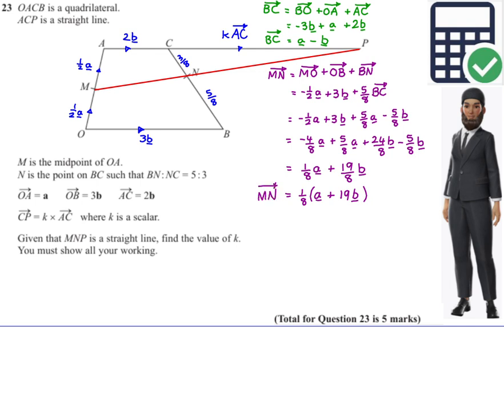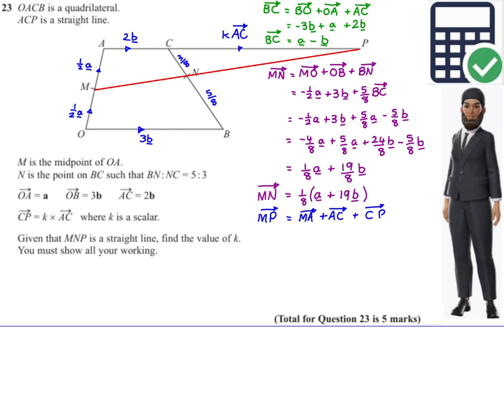Now we're going to do a similar thing, but this time we're going to make it for MP. So let's work out what MP is. MP is equal to MA, and then plus AC, and then we are adding on CP.